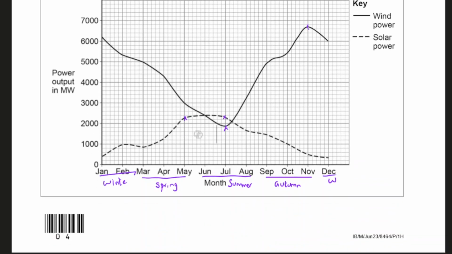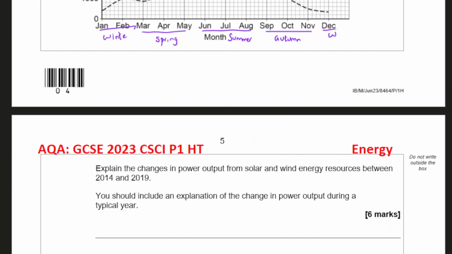So what is the question actually asking us? Explain the changes in power output from solar and wind energy resources between 2014 and 2019. You should include an explanation of the change in power output during a typical year as well. So the second part is actually to do with the second graph, because that graph is showing a typical year. The first one is mainly to do with the bar chart, right?